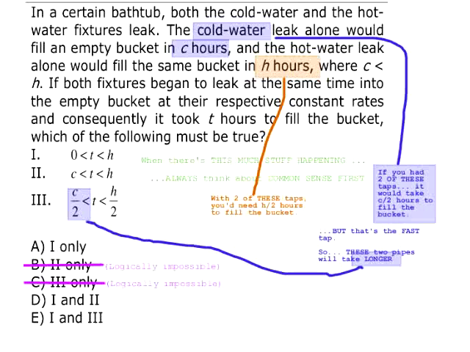But this is the slow tap, so you're actually going to be faster than that. The 2 taps we have together will be faster than H over 2 hours. Oh, look at that. That's beautiful. We just solved the problem.